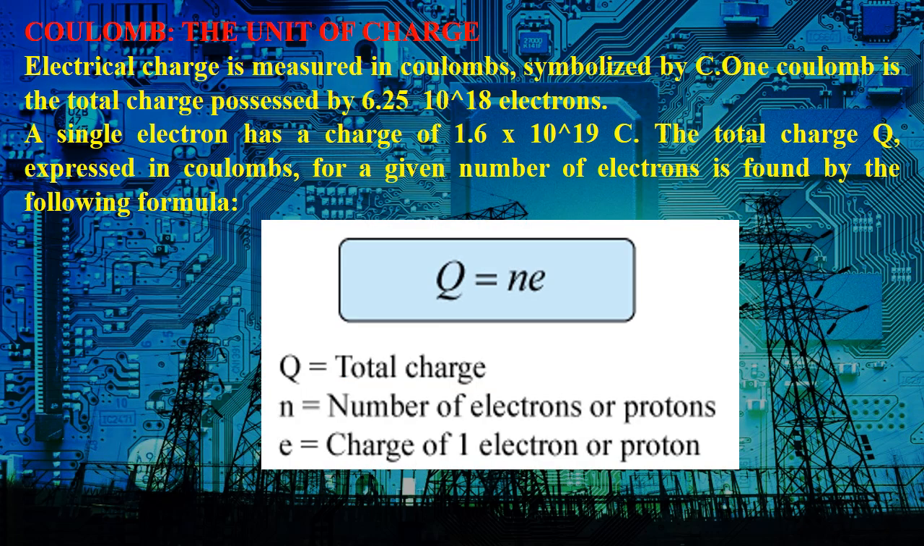The unit of coulomb. Electrical charge is measured in coulomb, symbolized by C. One coulomb is the total charge carried by 6.25 times 10 raised to 18 electrons. A single electron has a charge of 1.6 times 10 raised to negative 19 coulombs. The total charge Q expressed in coulomb for a given number of electrons is found by the formula Q equals N times E, where Q is the total charge, N is the number of electrons or protons, and E is the charge of an electron or proton.